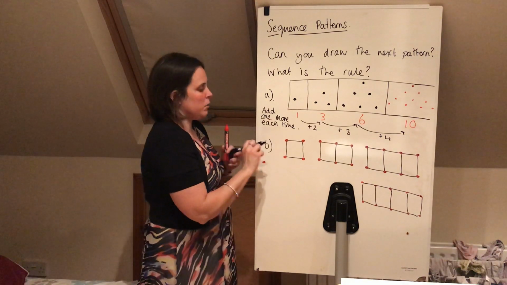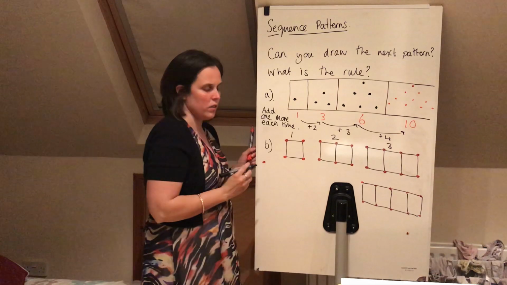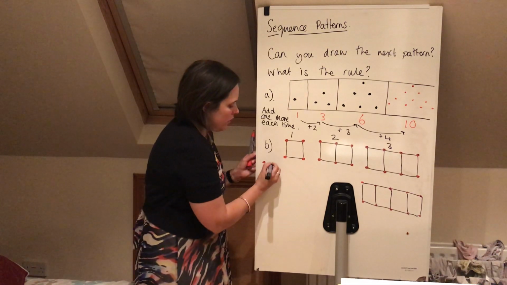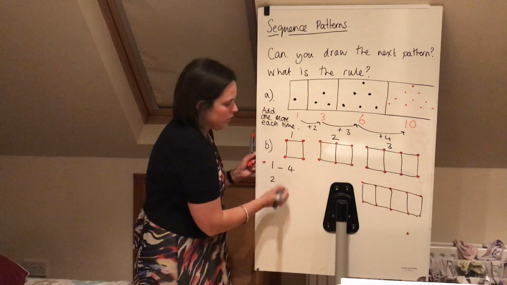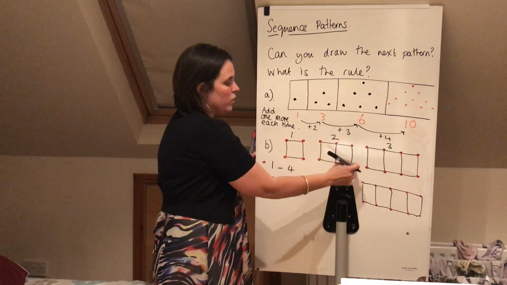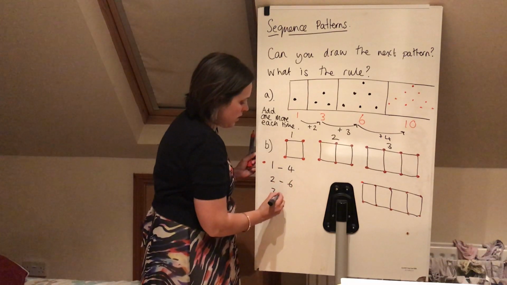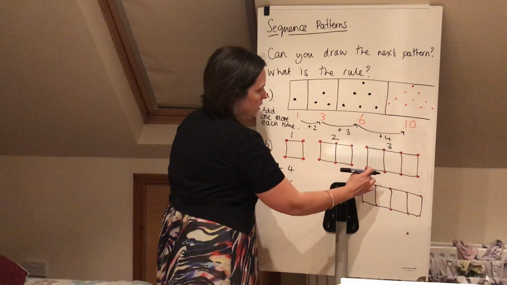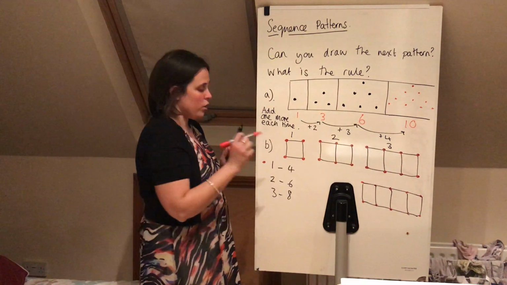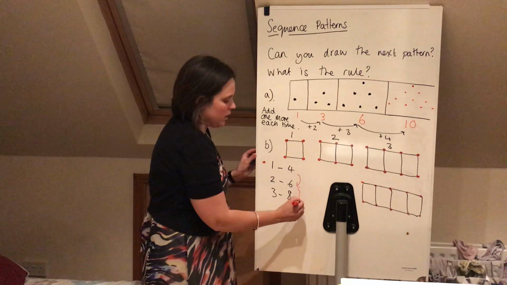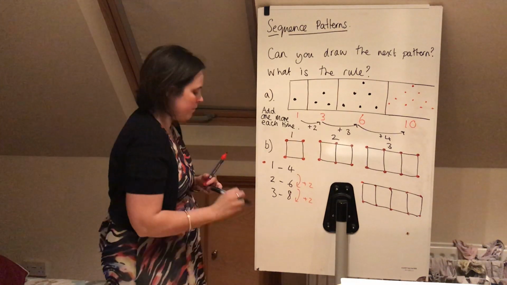So if we label these up as patterns number 1, 2 and 3, if we just look at the first 3. So for pattern number 1 we had 4 dots. For number 2 we've got the original 4 plus another 2, so that's 6 dots. And for the third one we've got the 6 plus another 2, so we've got 8. So for the red dots you can see we're adding 2 each time.